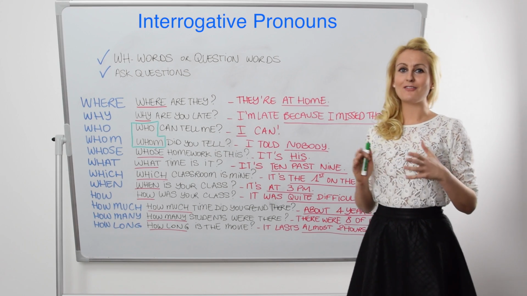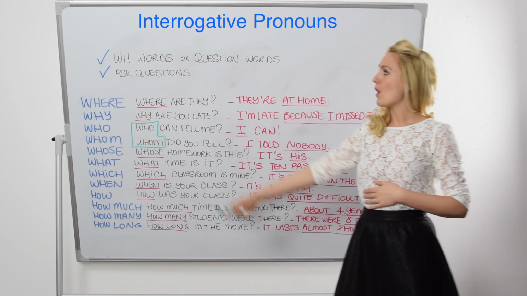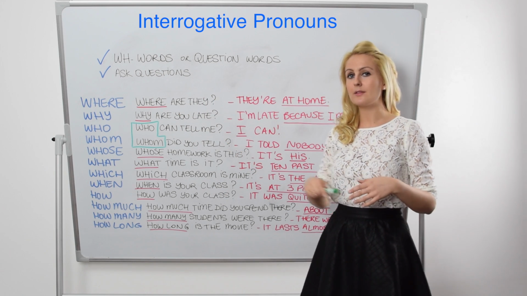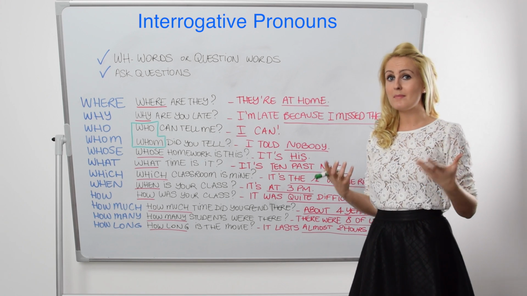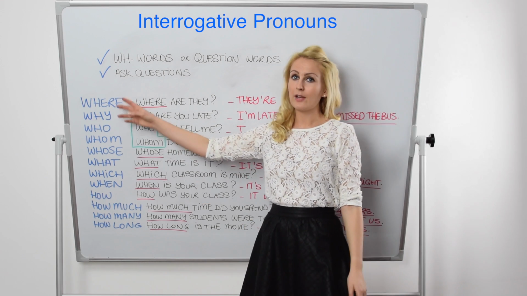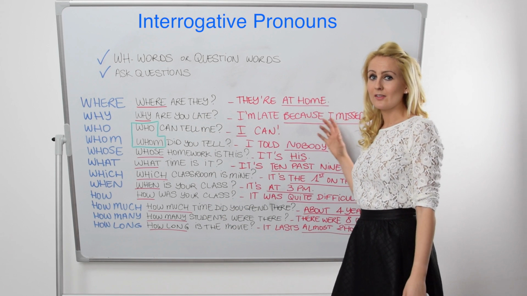Hello, let's look at interrogative pronouns together. Interrogative pronouns are also known as wh-words or question words. We use them when we want to formulate questions, when we want to ask for information. So in blue here we have our interrogative pronouns, followed by an example in black and an answer in red.